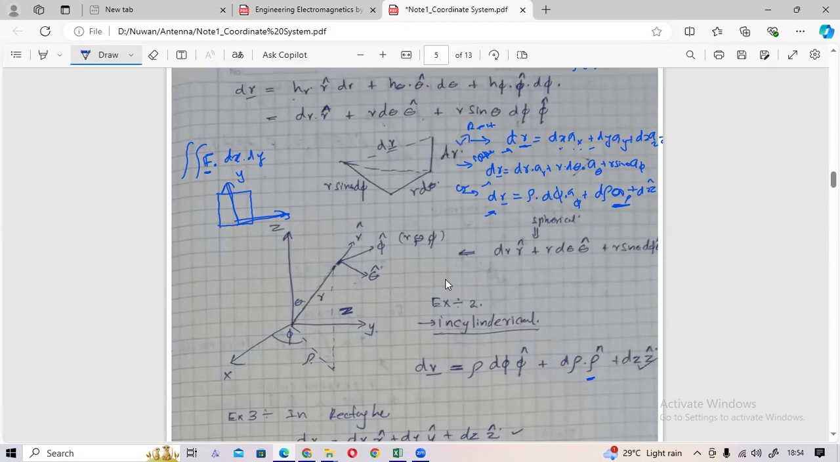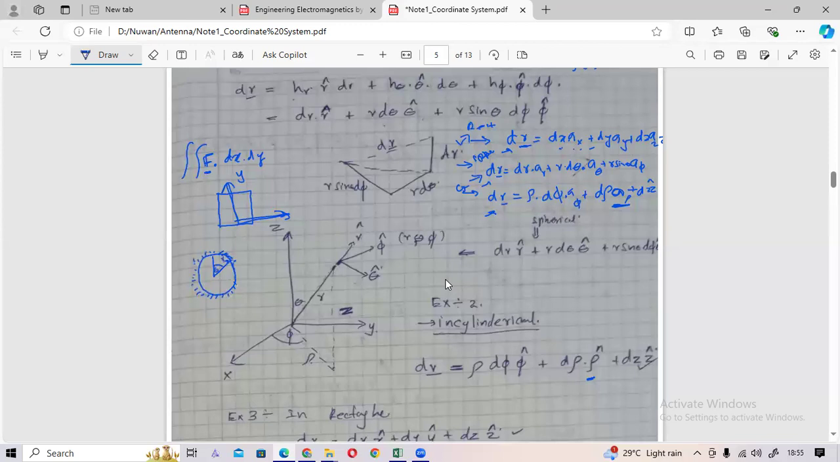And let's consider a spherical charge distribution. You need to find the surface integration of this sphere, so you can use the spherical coordinate. If you consider the sphere, the surface is related to theta and phi.